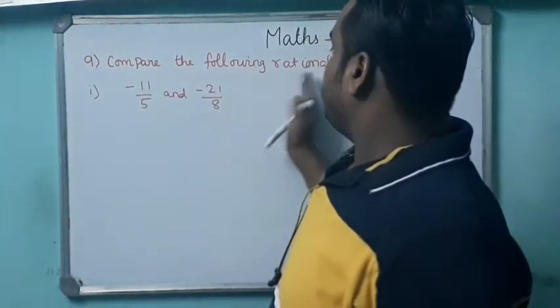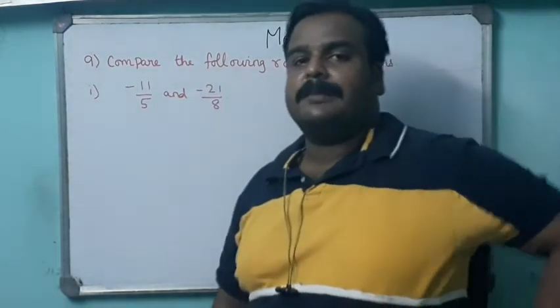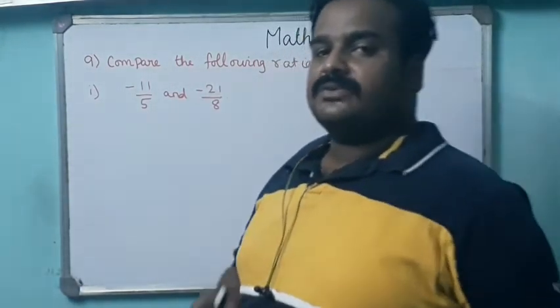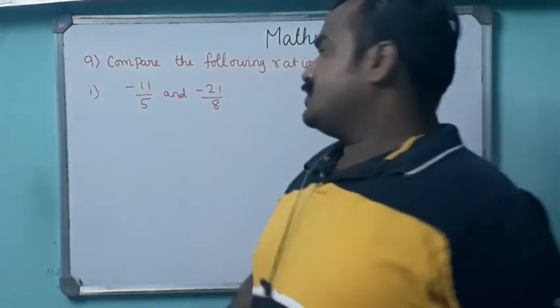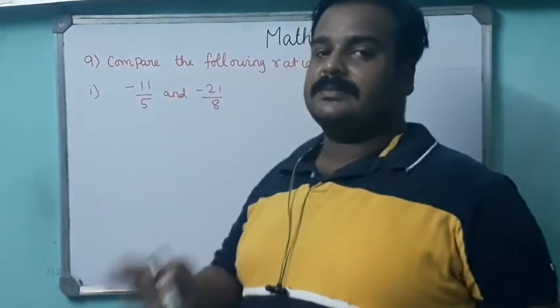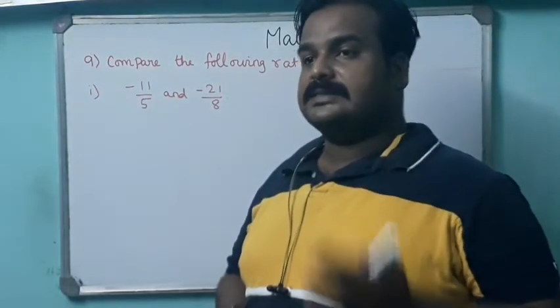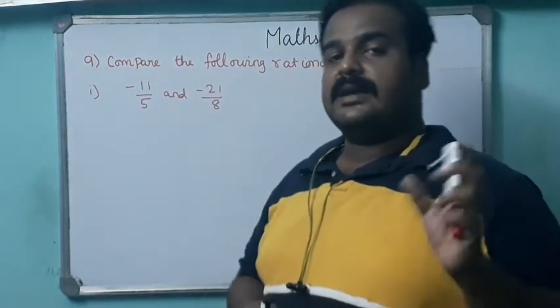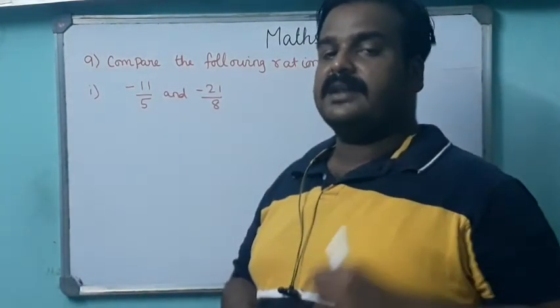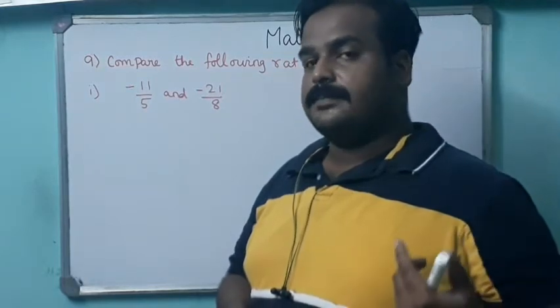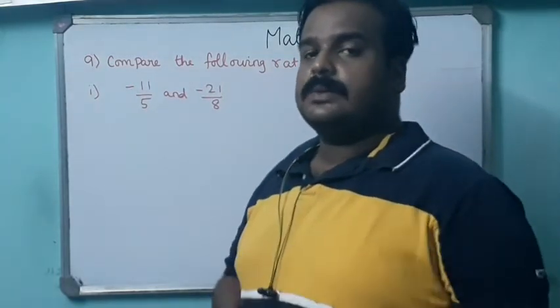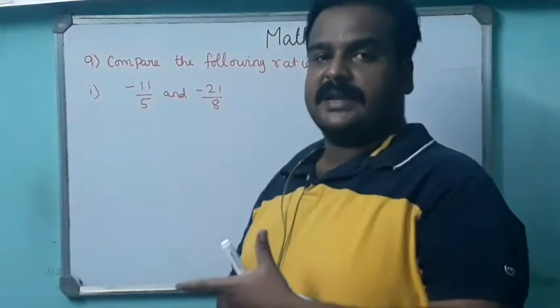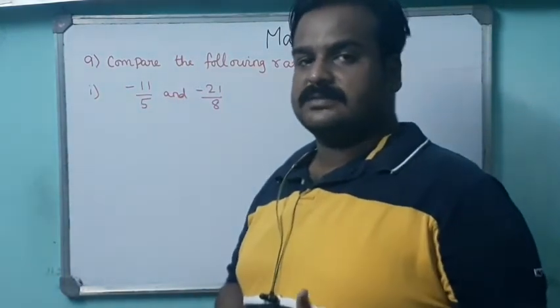So you are asked to compare the following rational numbers. What do you mean by comparing the rational numbers? You are asked to find which number is greater, which number is smaller. That is nothing but comparison. If I give you two numbers, 5 and 3, you can very well say 5 is greater than 3. They are natural numbers. It's very easy to compare. And if I give you two integers, say for example 1 and minus 5, you will very well say 1 is greater than minus 5. Negative numbers are always smaller than the positive numbers, isn't it?